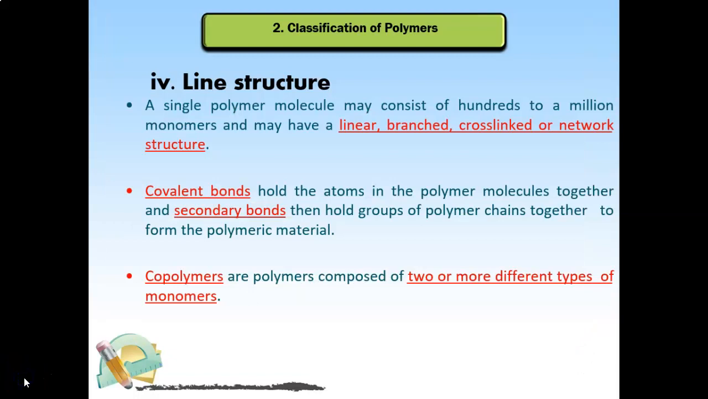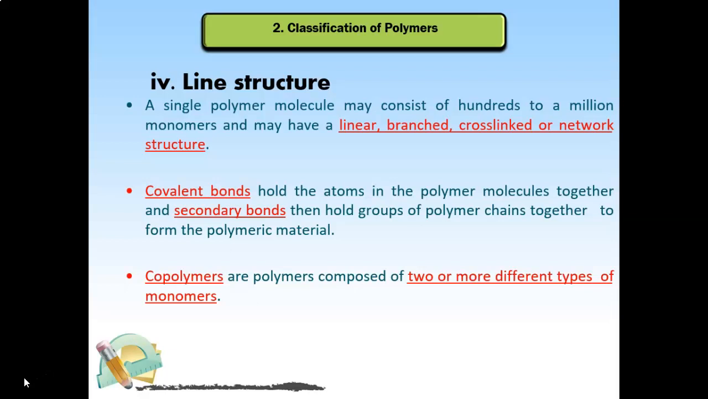Continue with the classification of polymer in the line structure. So a single polymer molecule may consist of hundreds to a million monomers and may have a linear, branch, crosslink or network structure. The bond that holds the polymer structure is called the covalent bond. The atoms in the polymer molecule are held together by the covalent bond, and secondary bonds hold the groups of polymer chains together to form the polymeric material.